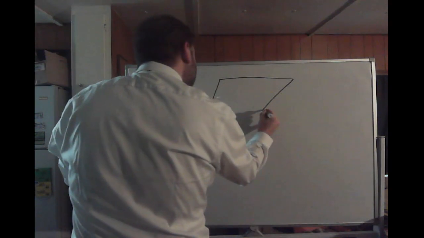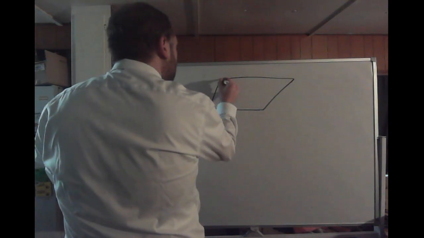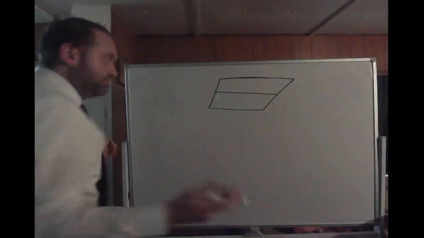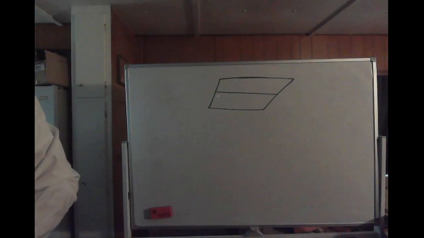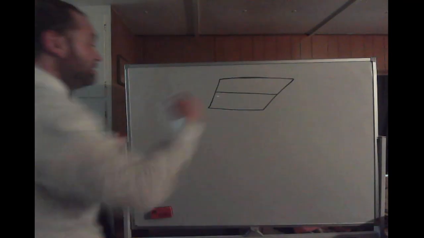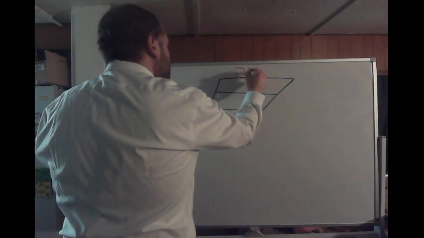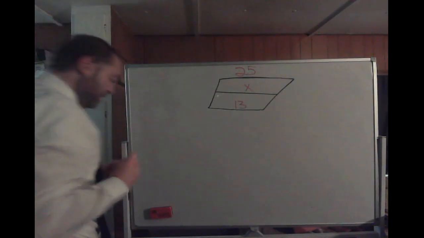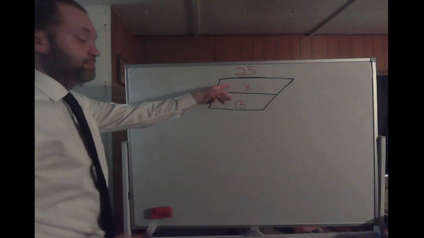What does the next one look like? Kind of reversed. Not my best work, but it'll suffice. Clearly not an isosceles trapezoid, but still a trapezoid nonetheless. Let's see what lengths they give us this time. We have 25 for the top base, x for the median, and then 13 for the bottom base. So yes, you can have trapezoids flipped upside down.